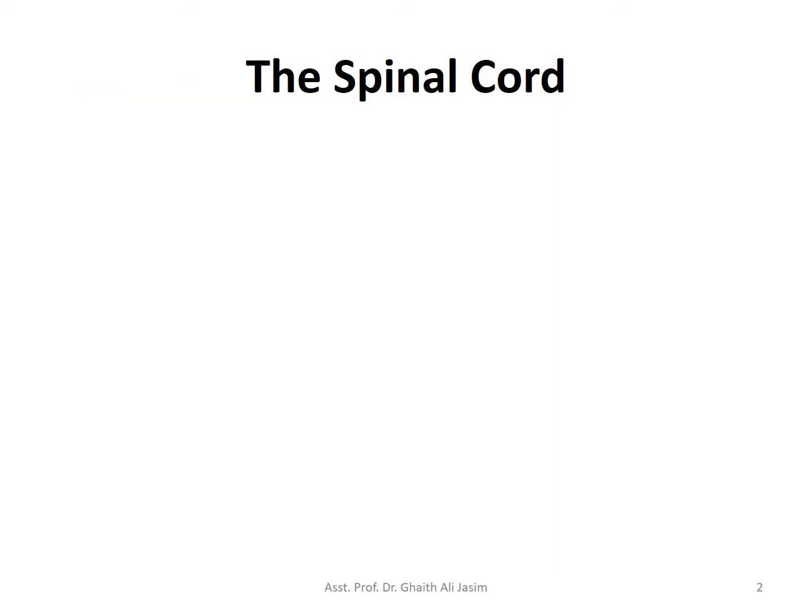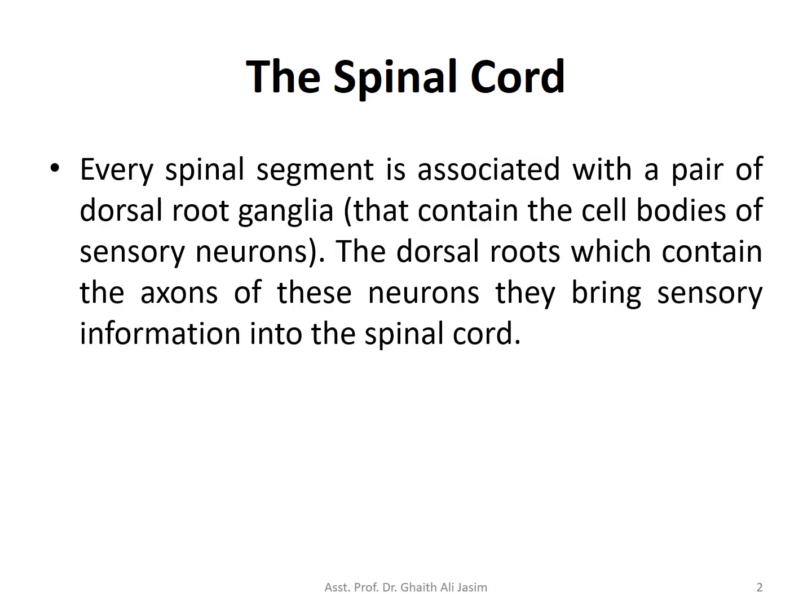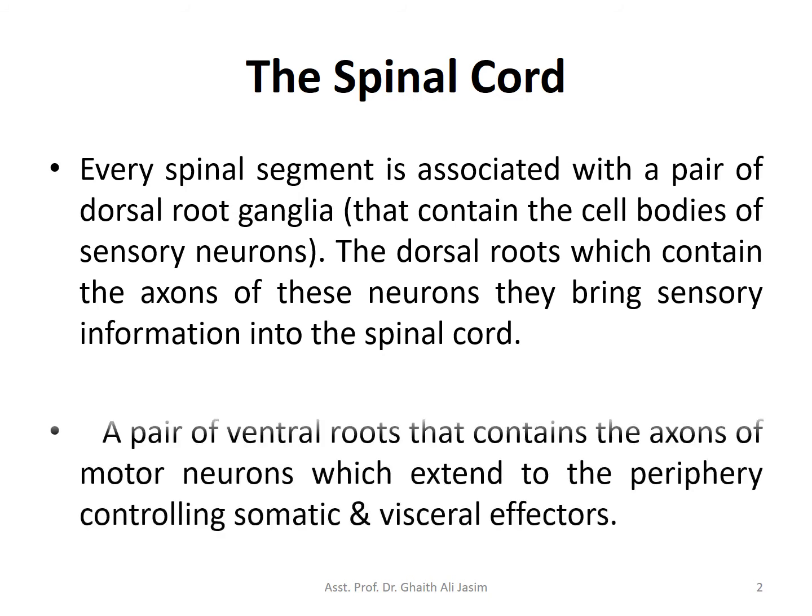Today we will talk about the spinal cord. Every spinal segment is associated with a pair of dorsal root ganglia that contain the cell bodies of the sensory neurons. The dorsal roots, which contain the axons of the neurons, bring sensory information to the spinal cord. A pair of ventral roots contain the axons of the motor neurons, which extend to the periphery, controlling somatic and visceral effectors.